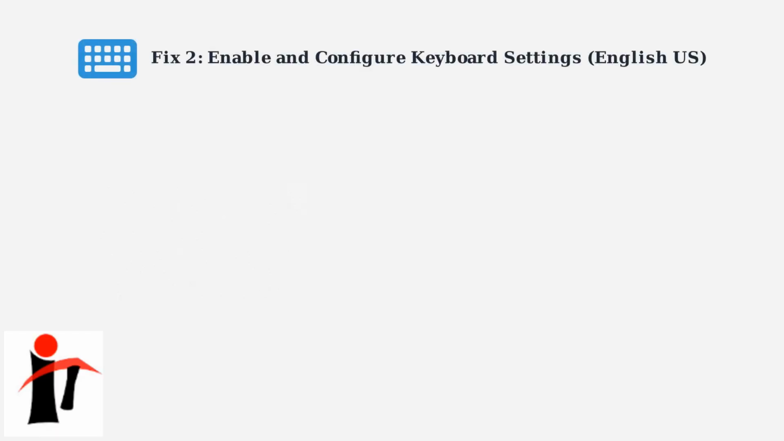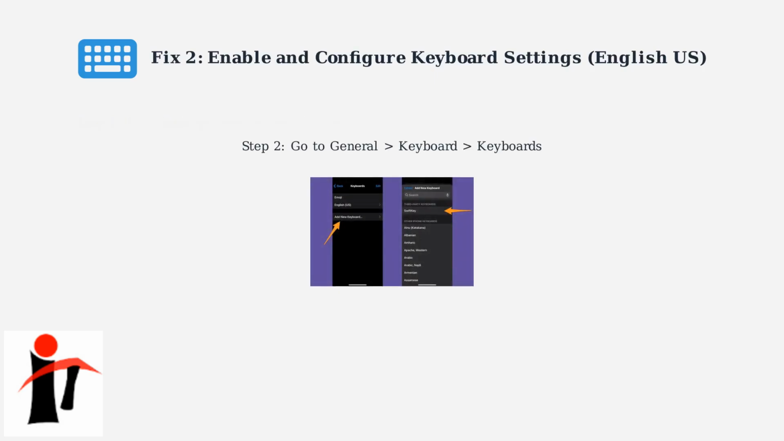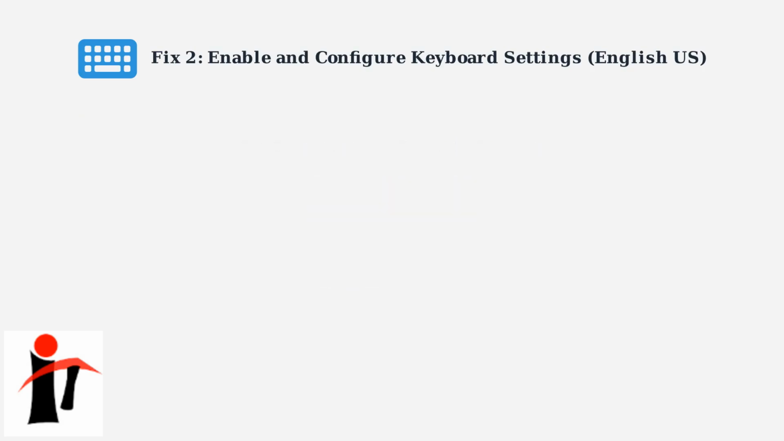Genmoji requires specific language settings to work properly with Apple Intelligence. Let's configure the keyboard to ensure English US is enabled and active. First, open the Settings app on your MacBook Air M3. Navigate to General, then Keyboard, and finally select Keyboards to see your current keyboard list. In the Keyboards list, check if English US is already listed and active. This language setting is essential for Genmoji's Apple Intelligence features.